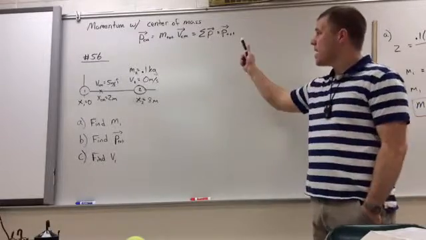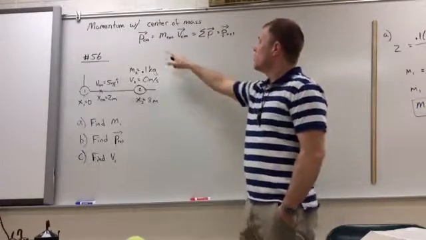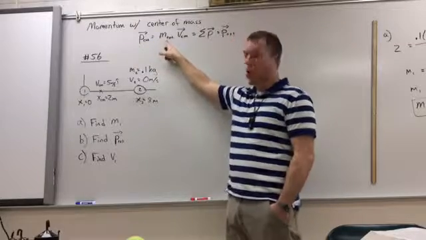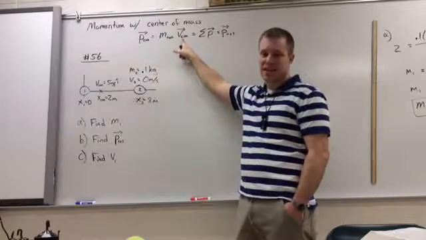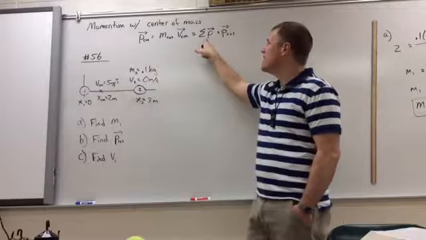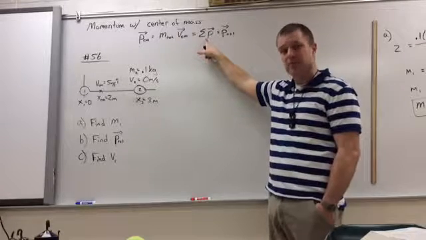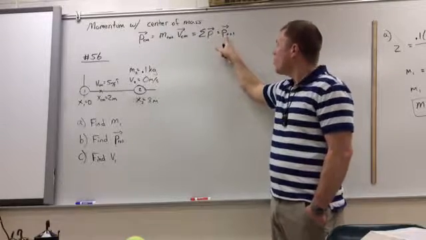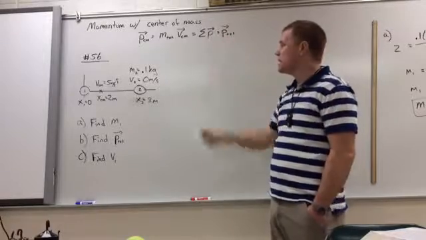All right, we're going to look at center of mass with momentum. The momentum of the center of mass is going to equal the total mass times the velocity of the center of mass. Or I could get this by just adding up all the momentums of each object, or I could just call it the total momentum.